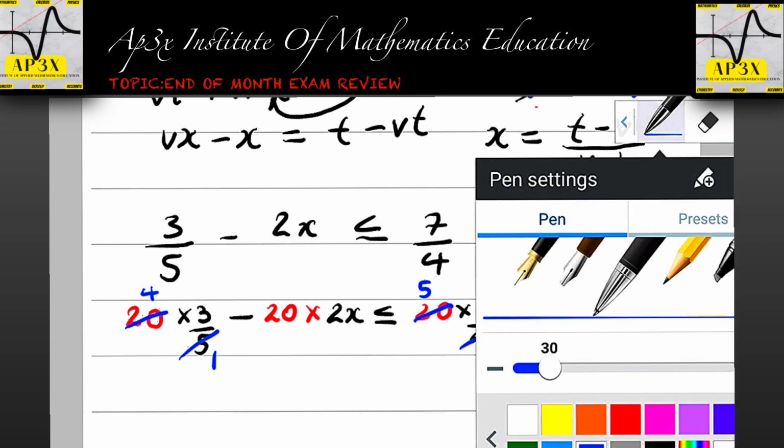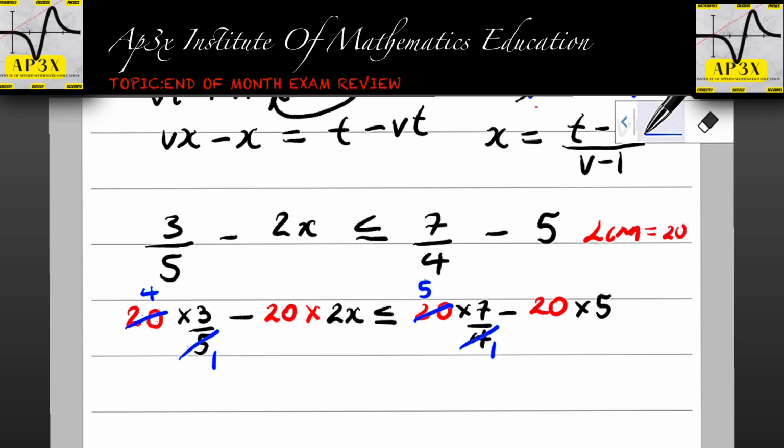And so just to get a very straightforward equation, we end up with 4 multiplied by 3 is 12. 20 multiplied by 2x is negative 40x. So that's negative 20 multiplied by 2x is negative 40x. And that's less than or equal to 5 times 7, which is in fact 35. And of course minus 20 times 5 is 100.